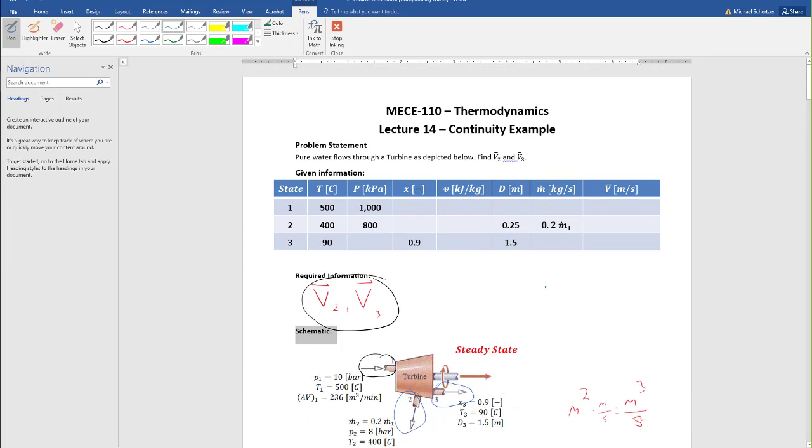So here it's told us a bunch of state information. In my expression, I'm trying to find V1, V2, and V3, so this stuff is going to be important. If I can fix all my states, then I could get to those velocities. It's also told me that the volumetric flow rate, the area times the velocity at state 1, is 236 meters cubed per minute.